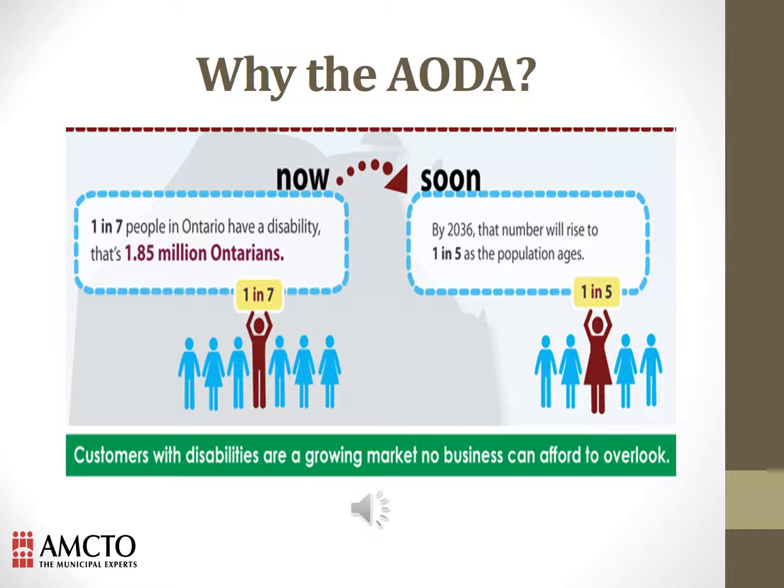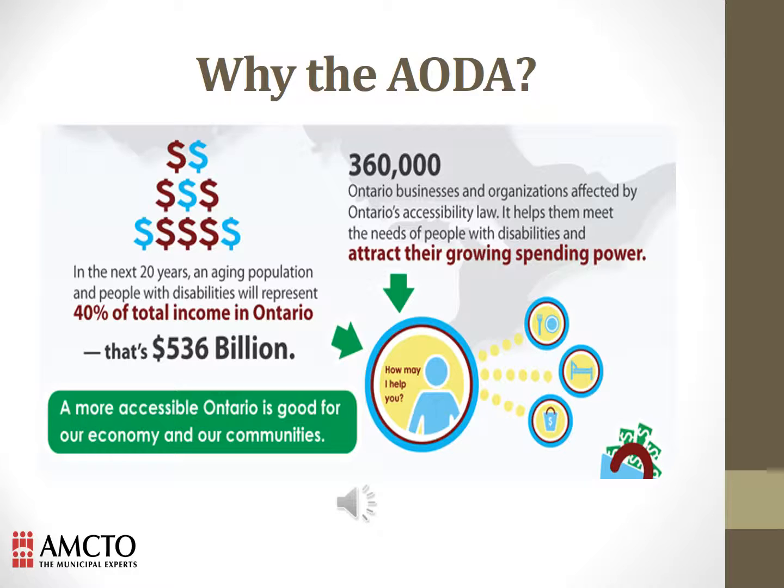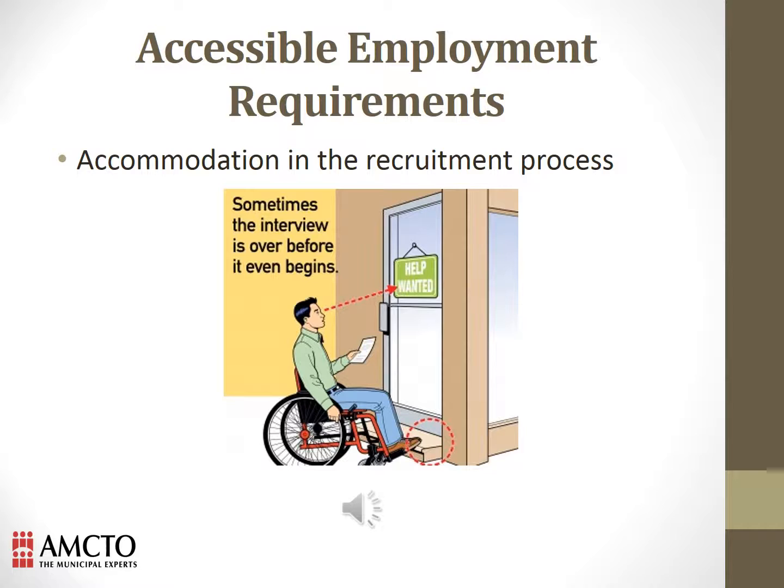The proportion of the Ontario population that is disabled in one way or another is on the rise. Currently, 1 in 7 people in Ontario have a disability, but by 2036, that's expected to rise to 1 in 5. From a customer service perspective, it is simply good business to make your organization more user-friendly for those with disabilities. Now I'm going to walk you through the employment standards specific requirements.